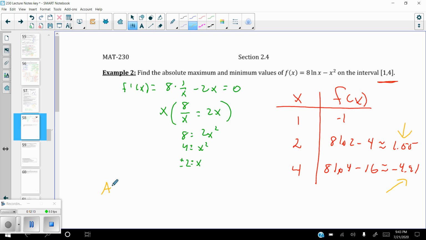So we've got an absolute maximum, which is f of 2. And I'm going to write the actual exact answer, not the decimal. 8 natural log of 2 minus 4. The absolute minimum is f of 4. And again, I'm going to write the exact answer, not the decimal, which is 8 ln of 4 minus 16. And there's your absolute max and absolute min.